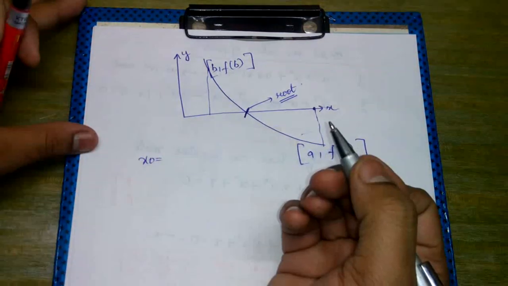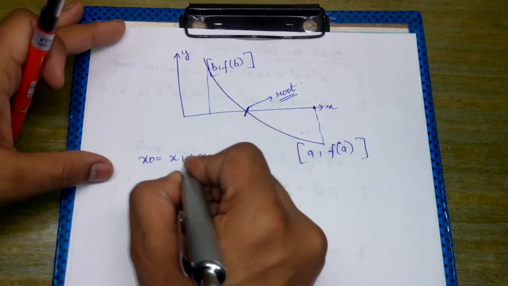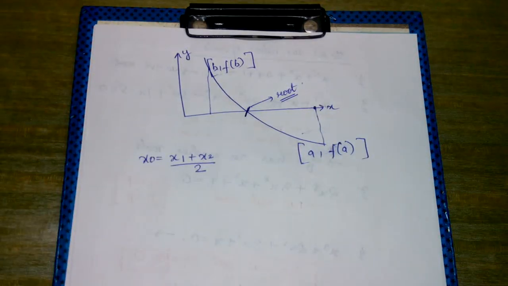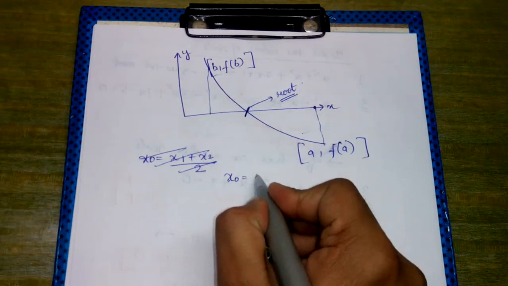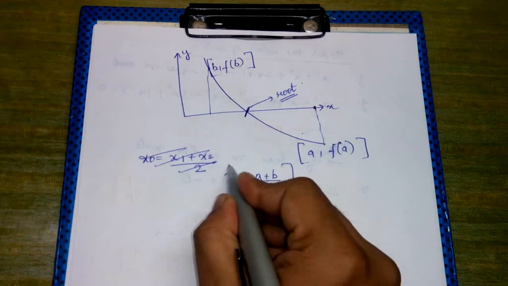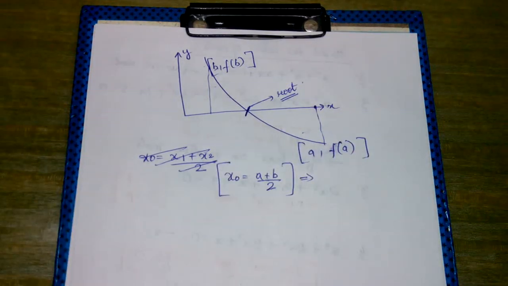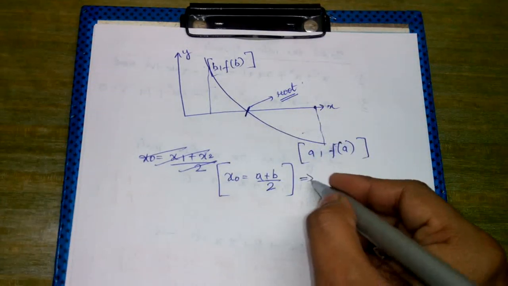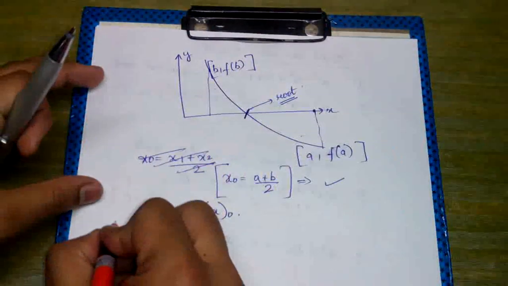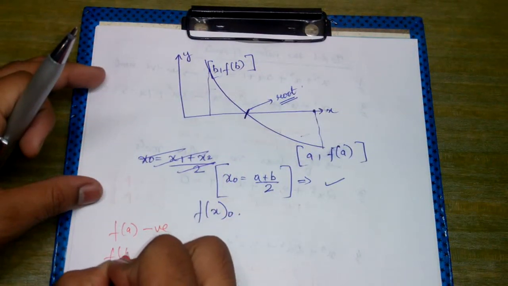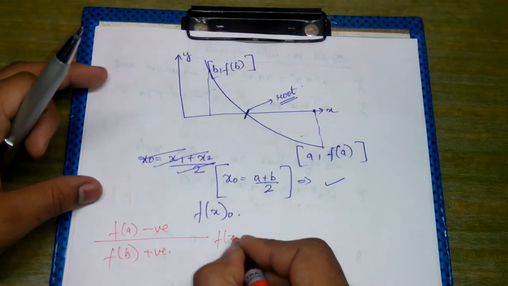So the very first root, meaning the very first iteration, would be x1 plus x2 upon 2. Okay, x naught would be the first root, and it would be a plus b upon 2. So by calculating a plus b upon 2, we determine the first location. Okay, so we have got the value of x naught. Now we will calculate f of x naught. Suppose here f of a is negative, f of b is positive, so the root is lying between them. Okay, we calculated f of x naught.